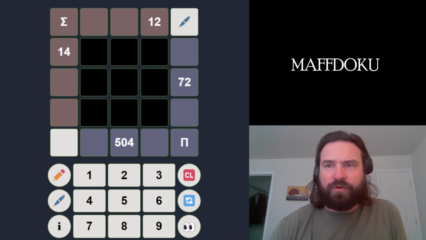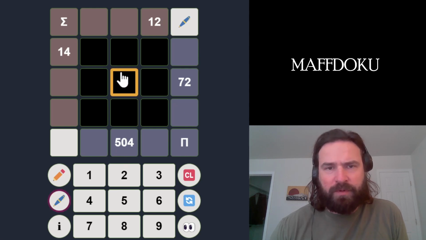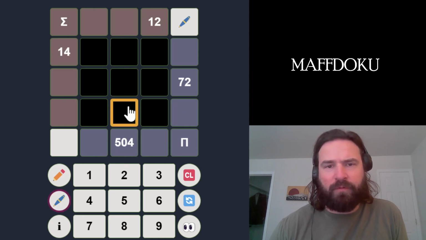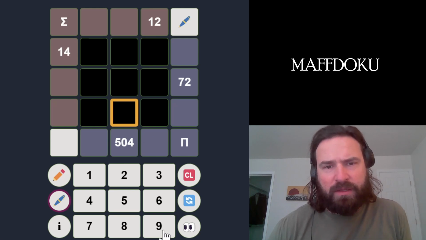Let's smash a Maffdoku. I'm trying to put the numbers 1 through 9 in these black boxes. Purple clues are products, brown clues are sums. So we need 3 numbers here that multiply to 504. That's a pretty darn big number. It's going to have to probably be 9.